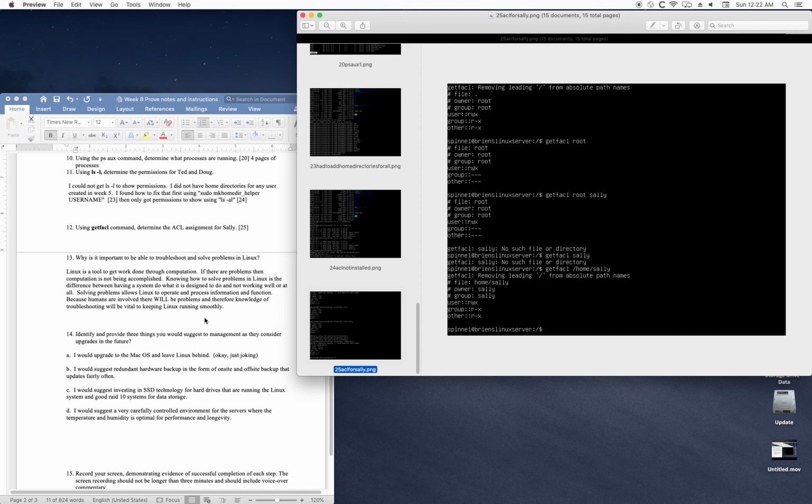Three things I would do to suggest they can consider upgrades. First, I would suggest they go to the Macs. Of course, that's silly because they don't do what other things do, but it would make me happy. I would suggest redundant hardware backup in the form of on-site and off-site backup to update fairly often. Two, I would suggest investing in SSD technology for hard drives that are running Linux and good RAID 10 for backup. Then three, I would suggest a very carefully controlled environment for the servers where temperature and humidity is optimal for performance and longevity.